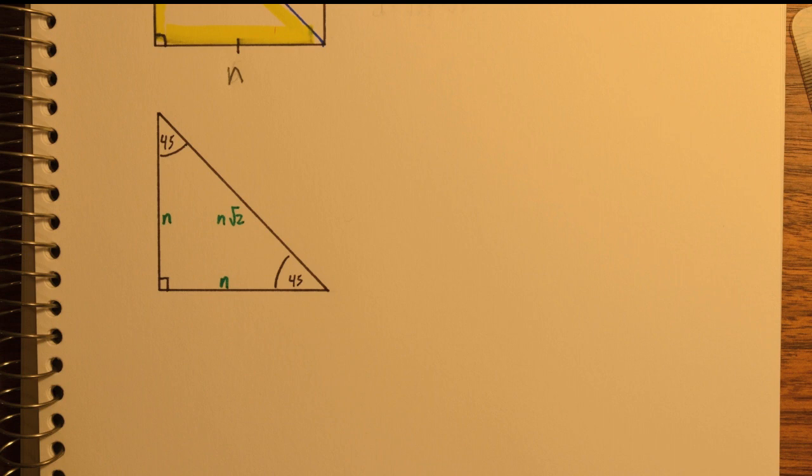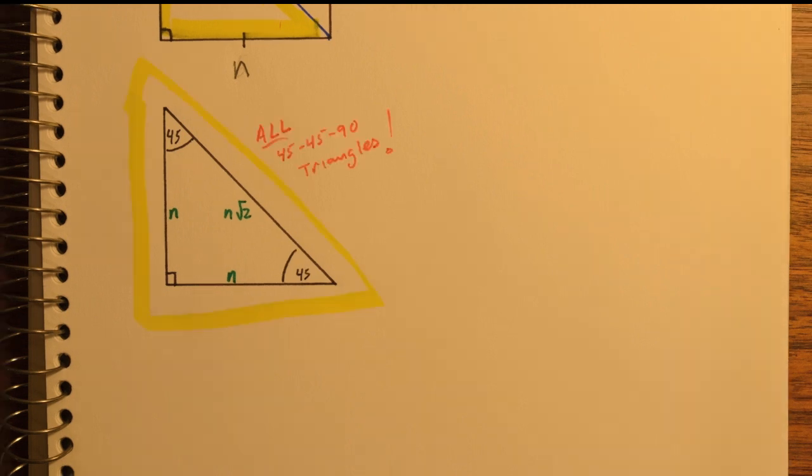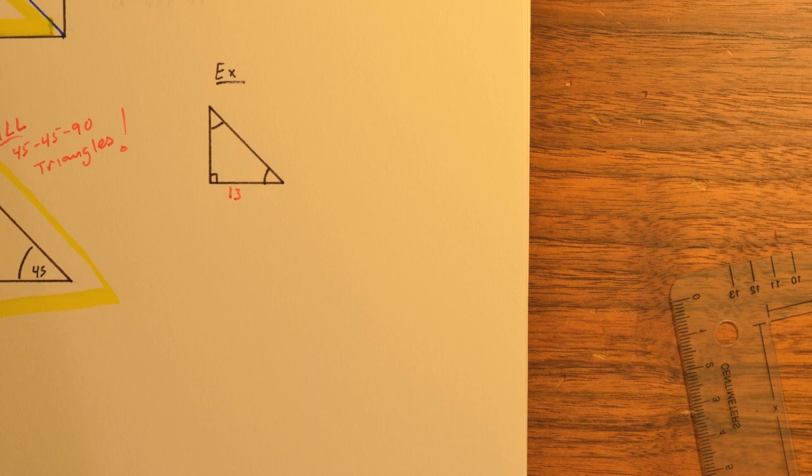Now let's look at a couple of examples. Let's say we have this 45-45-90, and one of the legs is 13. The first thing you ought to do is label the two legs n, and the hypotenuse is n root 2. Now, the known side is 13. And since that is the n side, we know that n equals 13. So therefore, the other leg is also equal to 13. And if you substitute the value of 13 in for n, we know the hypotenuse is 13 root 2.